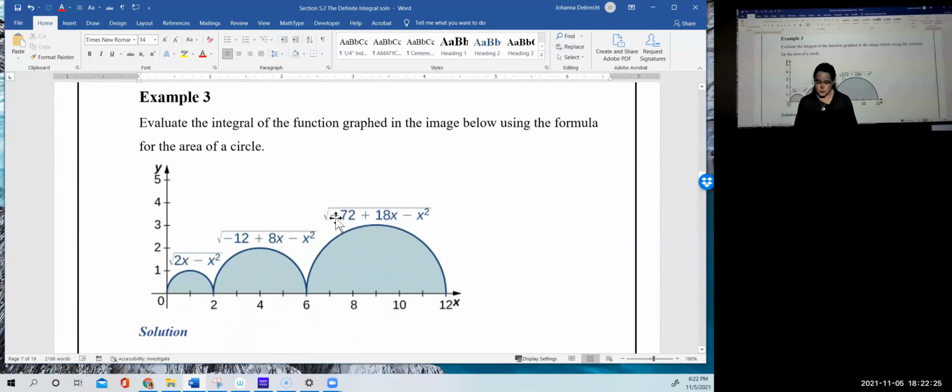In example 3, we're to evaluate the integral of the function graphed in the image by using the formula for the area of a circle, which is pi r squared. Now let's first connect what we see in the picture to the notation for the definite integral. Notice that these are not the same function. These are 3 separate functions, and we need to connect their ideas together. So what we really have are 3 separate definite integrals. We have the definite integral from 0 to 2 of the function, the square root of 2x minus x squared. That's the first definite integral that we have.